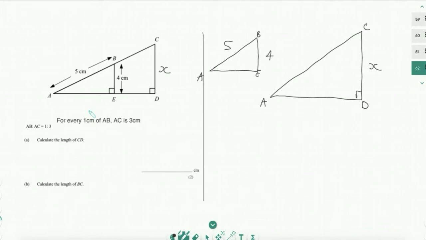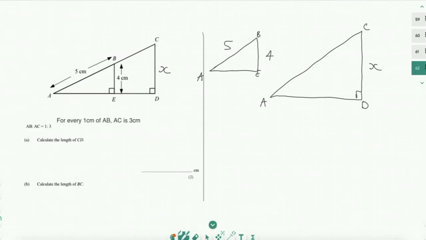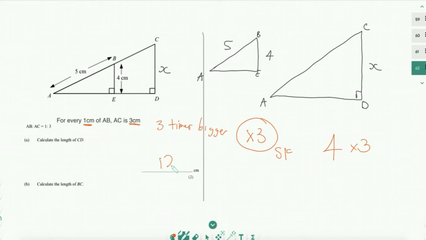So what can we deduce from this ratio? Well, how many times bigger is 3 centimeters than 1 centimeter? It's 3 times bigger. Hence, our ratio, our scale factor is times 3. And that's our scale factor. So now, if B to E is 4, all we have to do is take 4 and times it by 3 to make X, which is 12. So CD is 12.